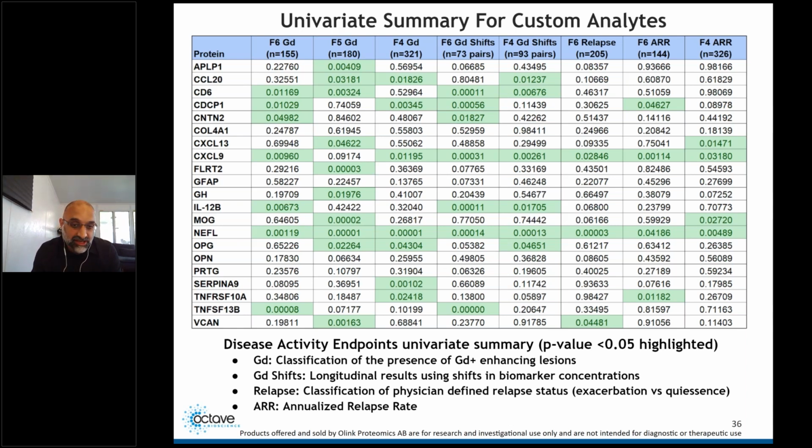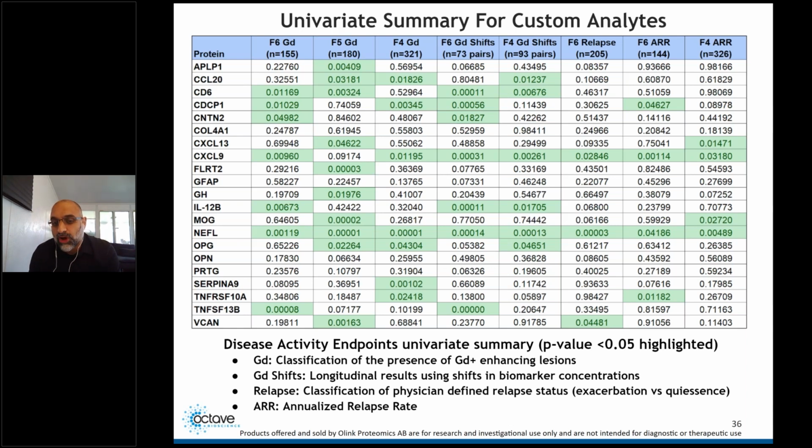So gadolinium is a contrast enhancing agent that's administered in some MRIs that then can cross a disruption in the blood-brain barrier to be indicative of radiographic evidence of a relapse. So we resolved on using gadolinium enhancing lesions as our primary endpoint for our quantitative assessment of disease activity in patients. I've also included a category which is referred to as gadolinium shifts.